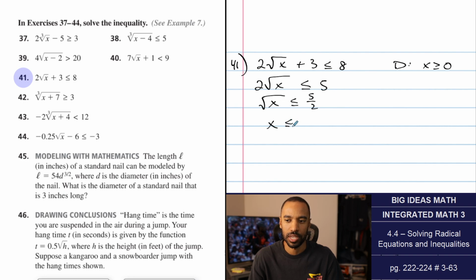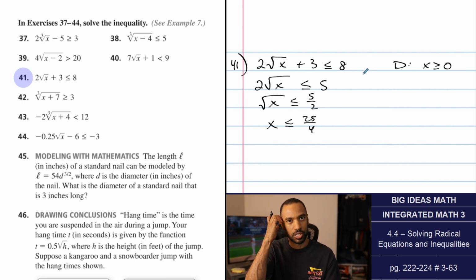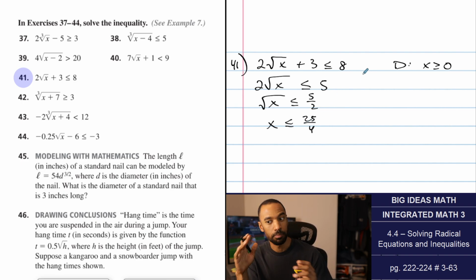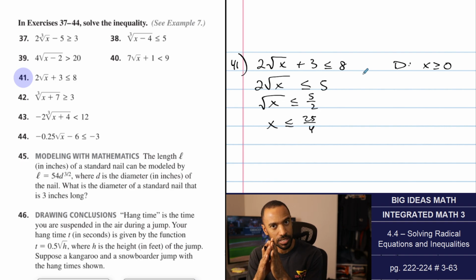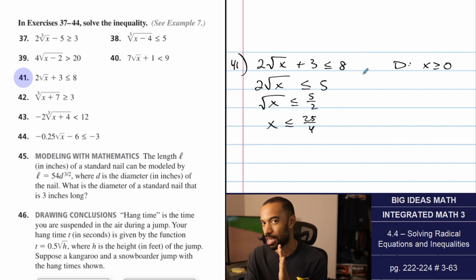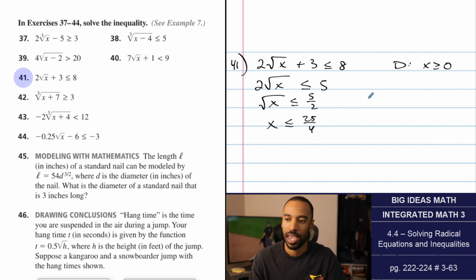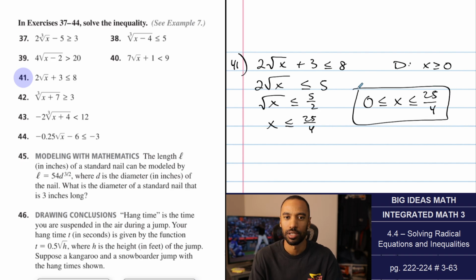square both sides. You get 25 fourths. So as a combination of these, 25 fourths is 6.25. It can be equal to 6.25. It can be less than, to an extent. It can't be negative. So between 0 and 6.25, or 25 fourths, I'll leave it as a fraction, there is your solution set for that guy. All right, let's go to number 42.